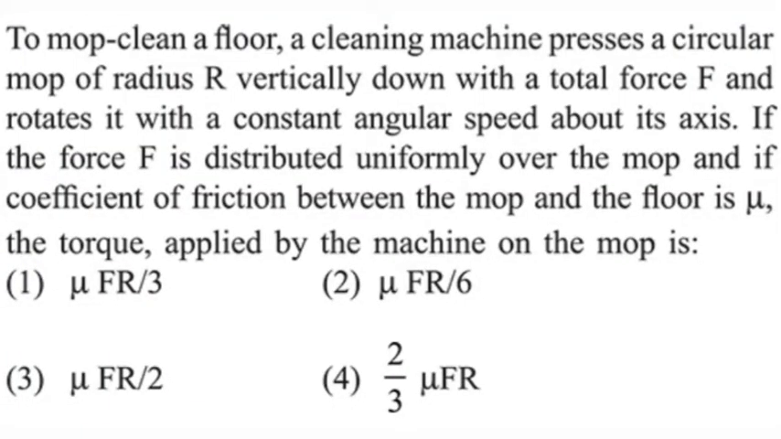To mop clean a floor, a cleaning machine presses a circular mop of radius r vertically downward with a total force F and rotates it with a constant angular speed about its axis. If the force F is distributed uniformly over the mop and if the coefficient of friction between the mop and the floor is mu, the torque applied by the machine on the mop is: option 1, mu Fr by 3; 2, mu Fr by 6; 3, mu Fr by 2; 4, 2 by 3 mu Fr.